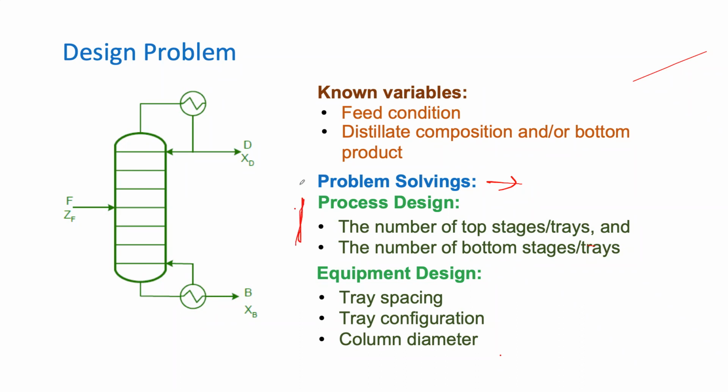Usually problem solving is for master. So now we're gonna start to learn about the process design. If we have some feed, for example, 50% of A, and we want maybe 95% of A, how many stages do we have to calculate?